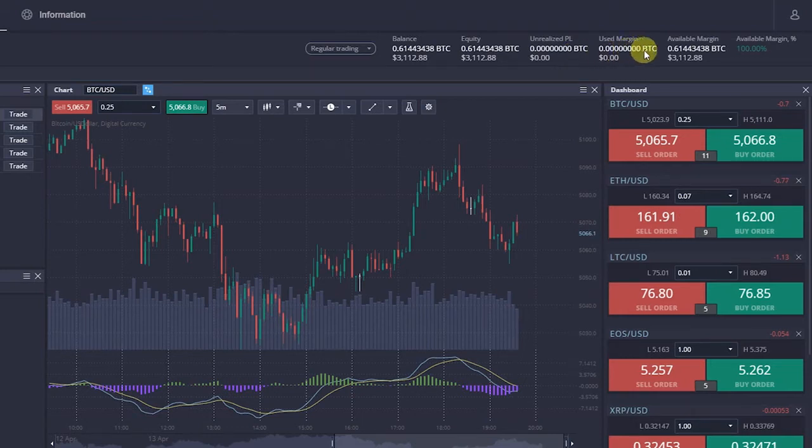Used margin: margin, or amount of funds used as collateral for all open positions. Available margin: free available funds on the trading account, taking into account used margin and unrealized P&L. Available margin percentage: free available funds represented in percentage.